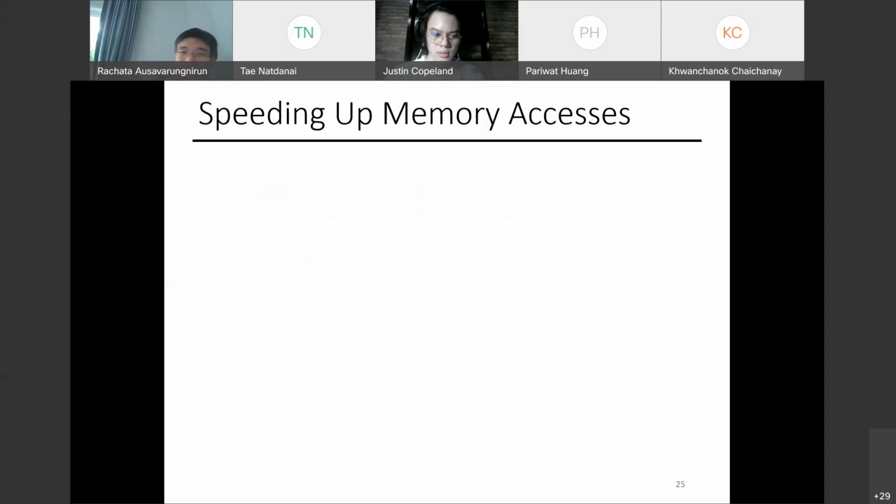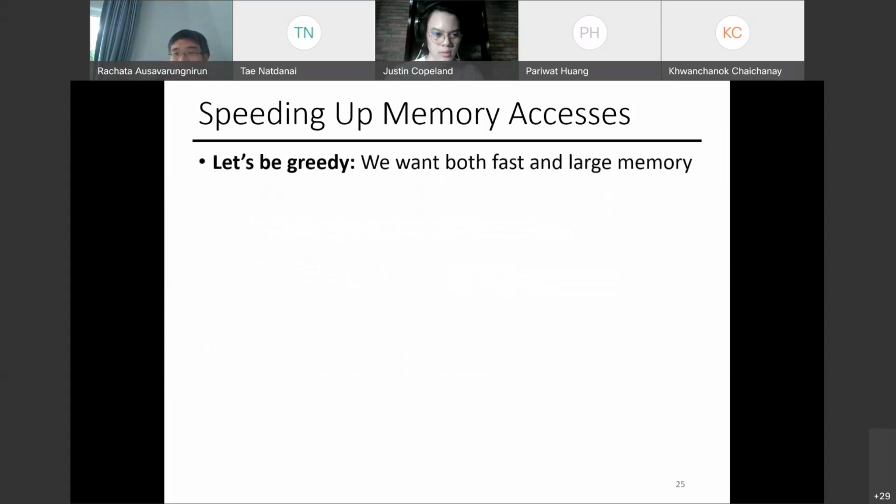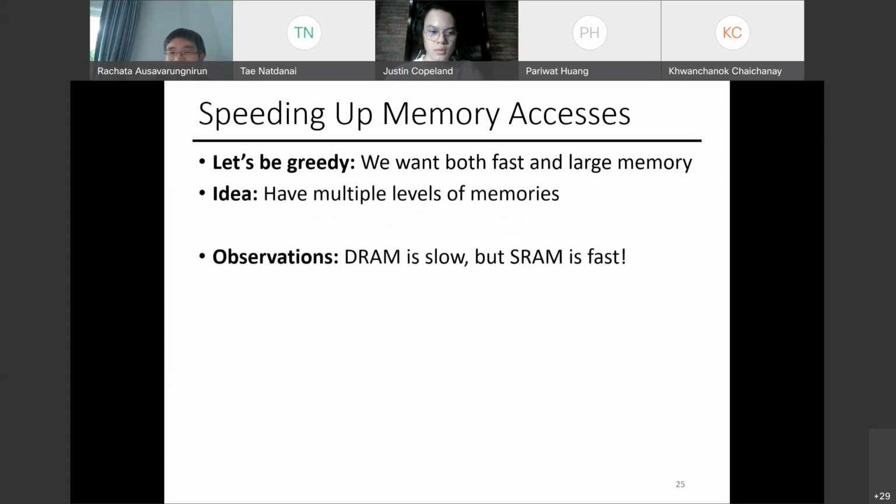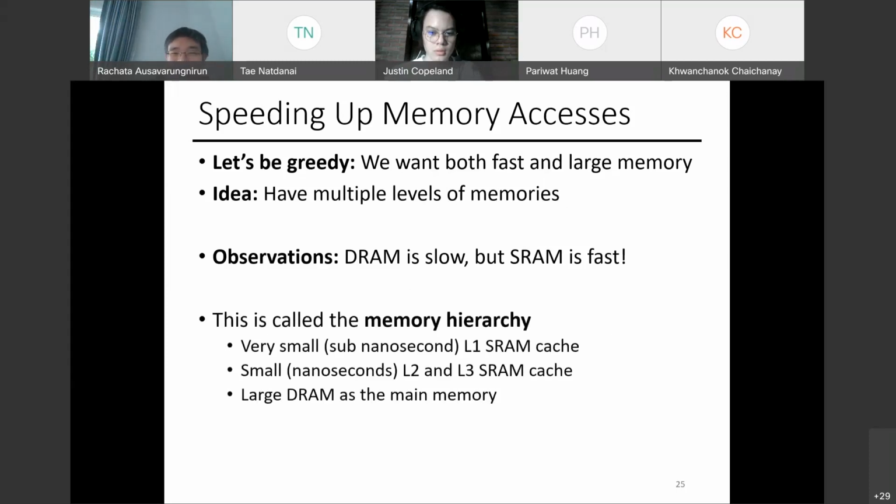So to speed up memory access, our community, the hardware architects, say, hey, we want to be greedy, right? We have fast and small memory and we want to make it large. So we put multiple levels of this memory and we put DRAM, which is the slowest one but huge, at the end. And we put SRAM, a really fast memory, near the CPU. This is called the hierarchy.